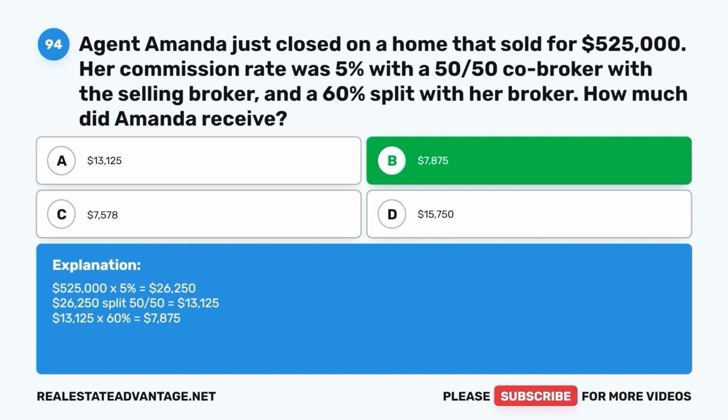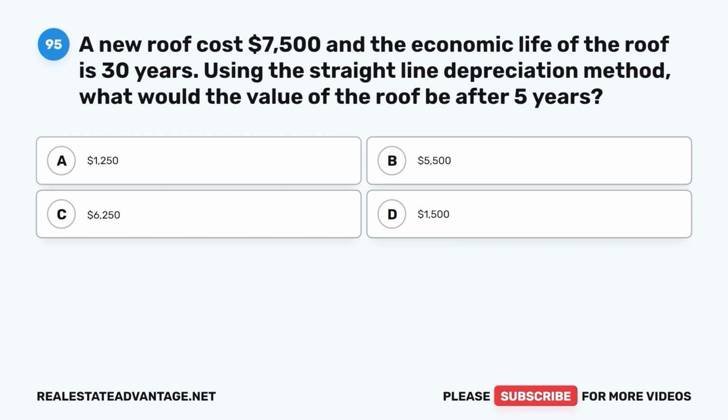$525,000 times 5% equals $26,250. $26,250 split 50-50 equals $13,125. $13,125 times 60% equals $7,875. Question 95. A new roof costs $7,500 and the economic life of the roof is 30 years. Using the straight line depreciation method, what would the value of the roof be after 5 years?